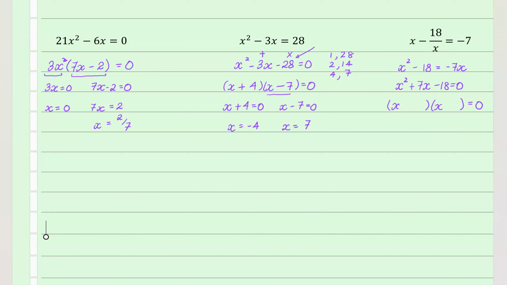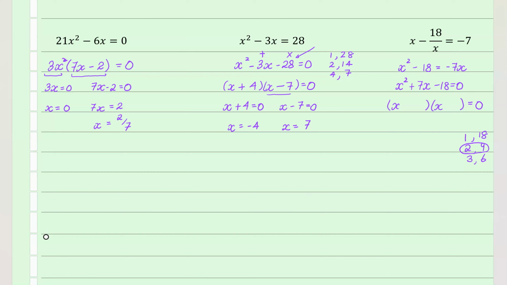Okay, so I'll list them down here now because I'm running out of room. So we've got 1 and 18. 2 goes into 18 9 times. 3 goes in 6 times. Does 4? No. Does 5? No. 6 is on the other side. We've got all of our factors, and now we can see pretty clearly it's got to be 2 and 9.